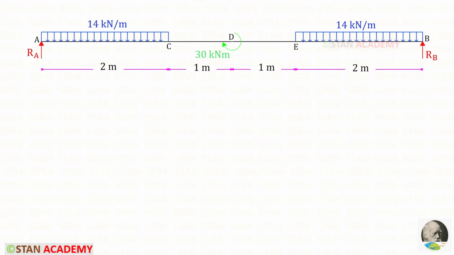In this beam there are two uniformly distributed loads having the magnitude of 14 kN per meter. Both of them are acting for a distance of 2 meters from both of the ends. In the center of the beam there is a point moment of 30 kN meter. It is acting in the clockwise direction.